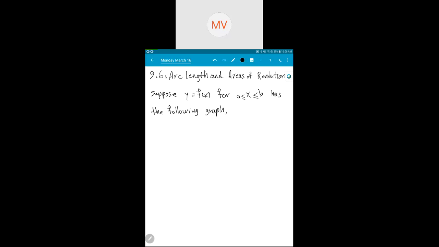So let's assume we have a function between two values a and b, and it has the following graph. Something like this. B, that's the x-axis, that's the y-axis. What we are interested in is finding the length of this curve. Simply, if you assume this is a string, this part of the graph is a curved string, but we want to find the length of that string. This is what we're going to do.